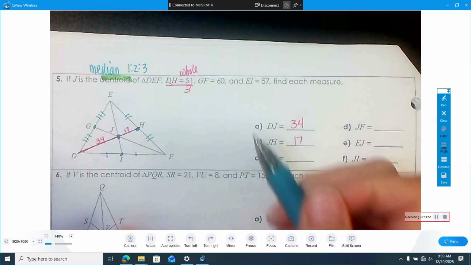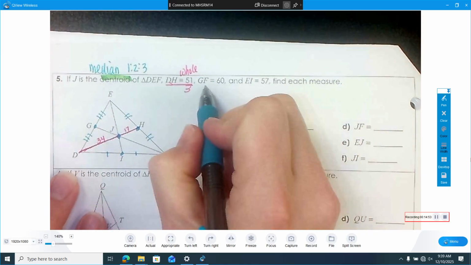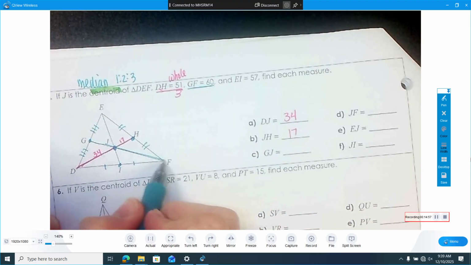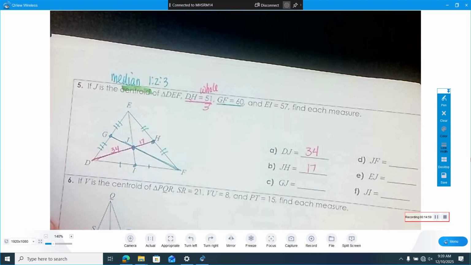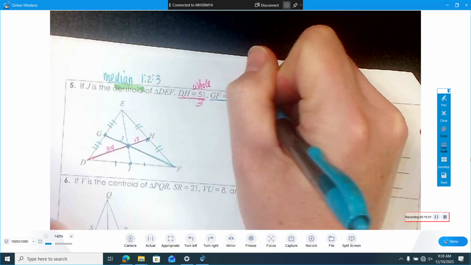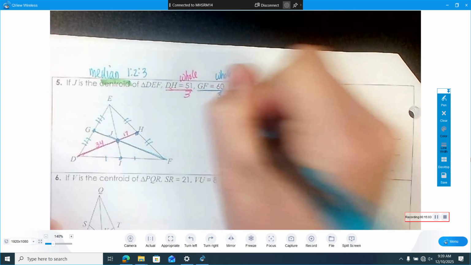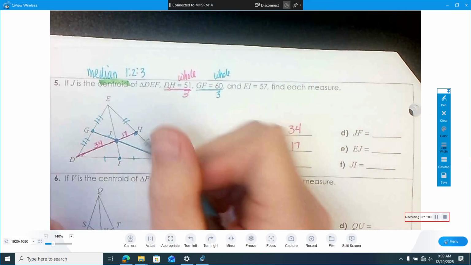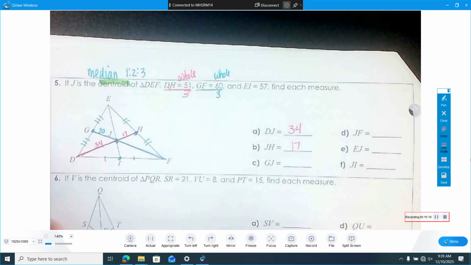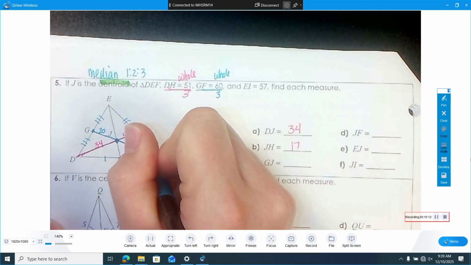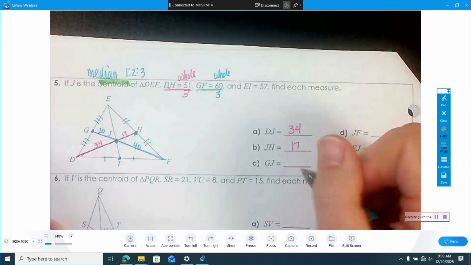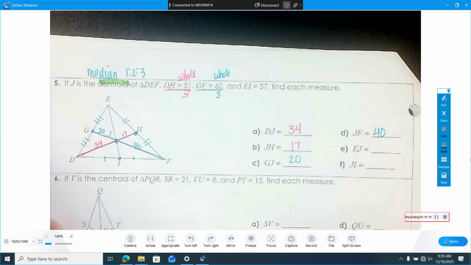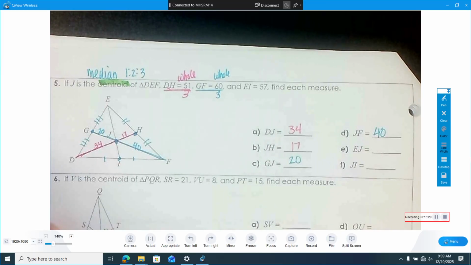All right, let's see what else. GF. Again, GF is the whole thing. So what should we do with it? Divide by 3, which gives me 20 on what segment? The small one, 20, which means JF is 40, all right? So GJ is 20, JF is 40, all right? Great.